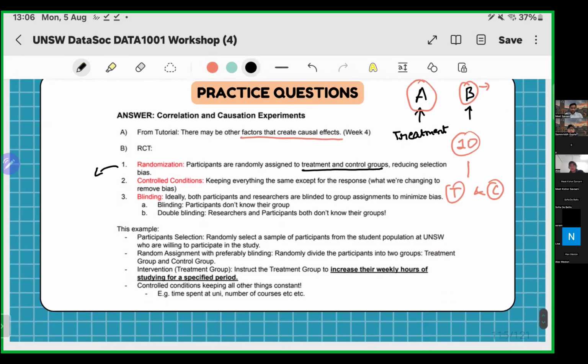Then there is controlled conditions and blinding. These two concepts are not majorly used in causal inference, but they are still important. In blinding, both participants and researchers are blinded to group assignments to minimize bias. Participants and researchers both don't know their group. So they are basically just doing a study without any information. They don't know which group they are in. They just know the purpose and they're doing the study.